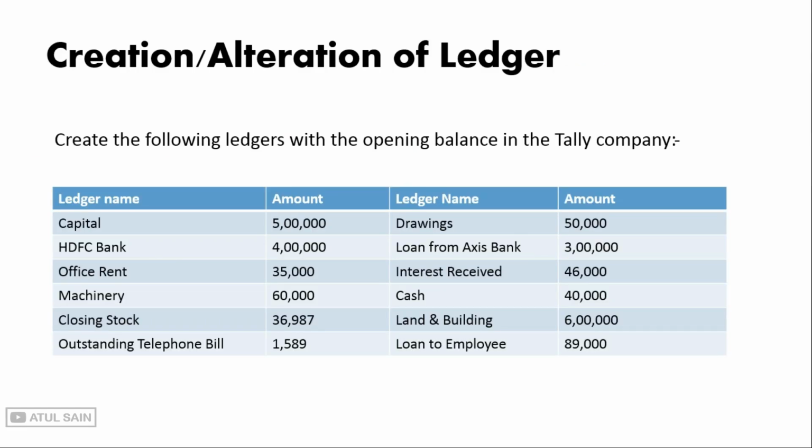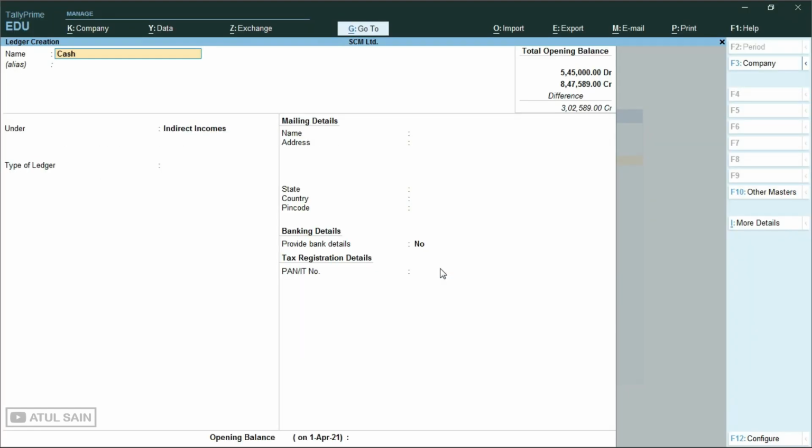Next is cash. Let's create the cash ledger. You can see an error is coming. Name already exists, enter a different name. So we cannot create two ledgers with the same name. Cash and profit and loss are the predefined ledgers in Tally software that are already created. We have to alter those.